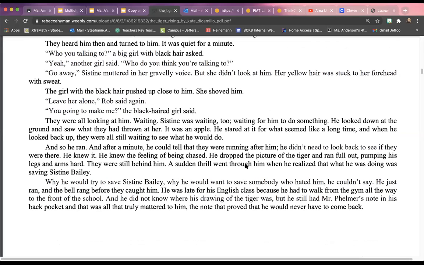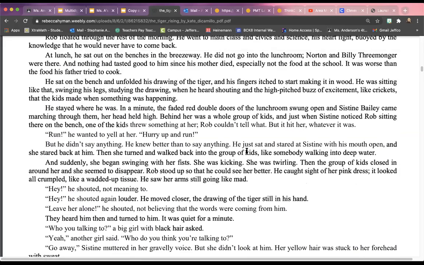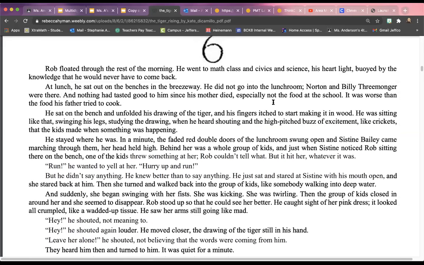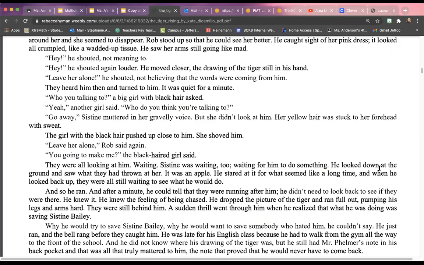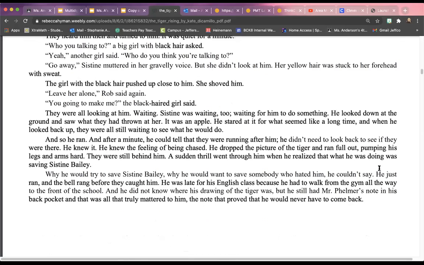I would say really the focus here, if you guys can tell, is going back to the previous chapters. I could have just said, Rob goes to lunch, he sits on a bench. They throw something at Sistine, she starts a fight, he speaks up for her, they run away and he saves her. That would be a really quick retell. That's just what happened in this chapter.